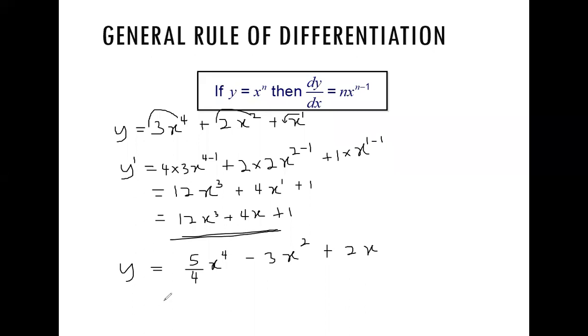Hello, sir. Yes, Alex. Yeah, the answer is 5x cubed minus 6x plus 2, which is very correct. So that will be our answer to this particular question. Thank you, Alex.